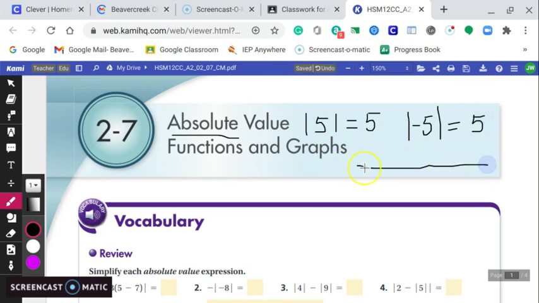So let's look at a line here, a terrible line I just drew. In the middle, you have 0. Then over here, you have 5 and -5. And if you count, both of these are 5 units from 0, right? Here's 4, 3, 2, 1, -1, -2, -3, -4. So they're both 5 units from 0. So now we're going to graph those.